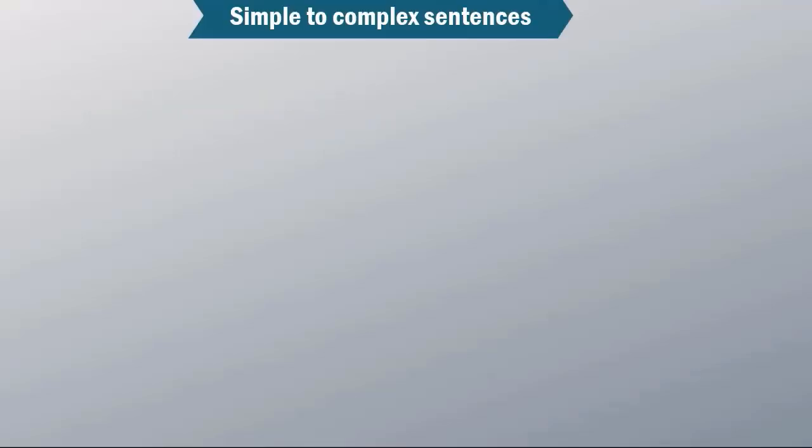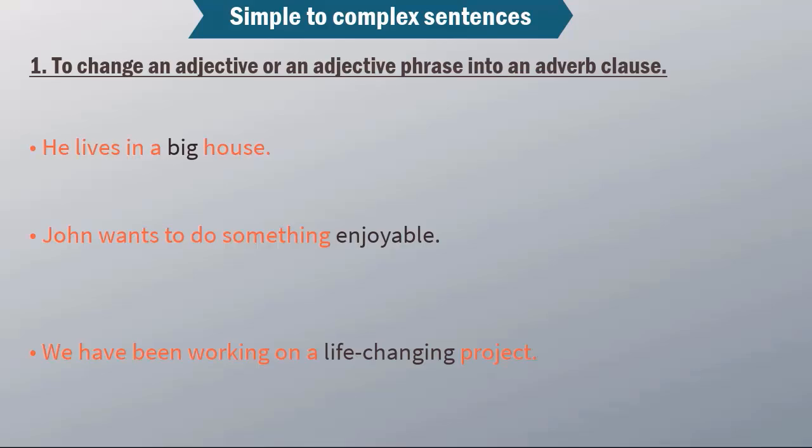Now let's understand how to change a simple sentence into a complex sentence. With this particular transformation, I will show you how many possible ways there are to change a simple sentence into a complex one, and there are many ways. So let's start with the first one. When you have an adjective or an adjective phrase in a simple sentence, change that into an adjective clause. Let me show you some examples. He lives in a big house. John wants to do something enjoyable. We've been working on a life-changing project. All these three examples are simple sentences.